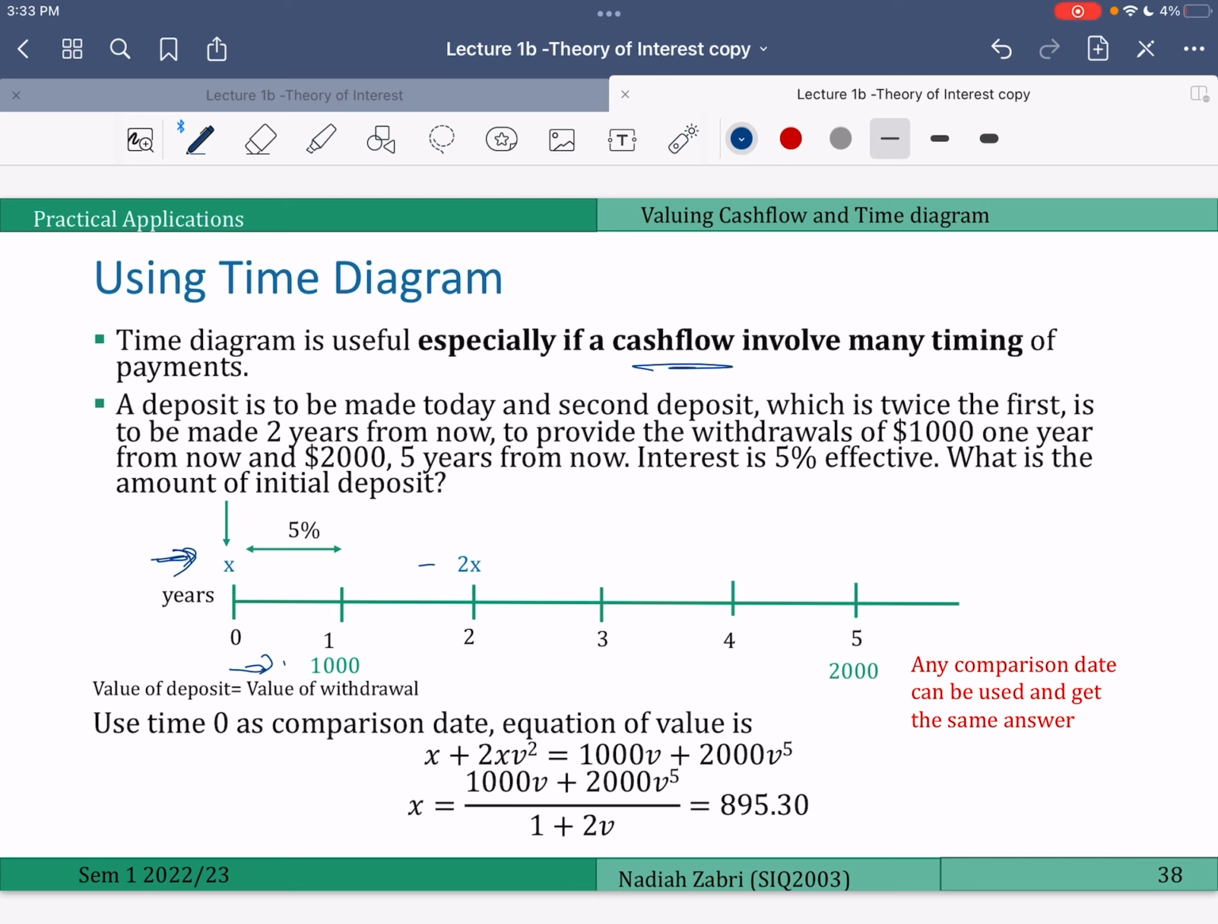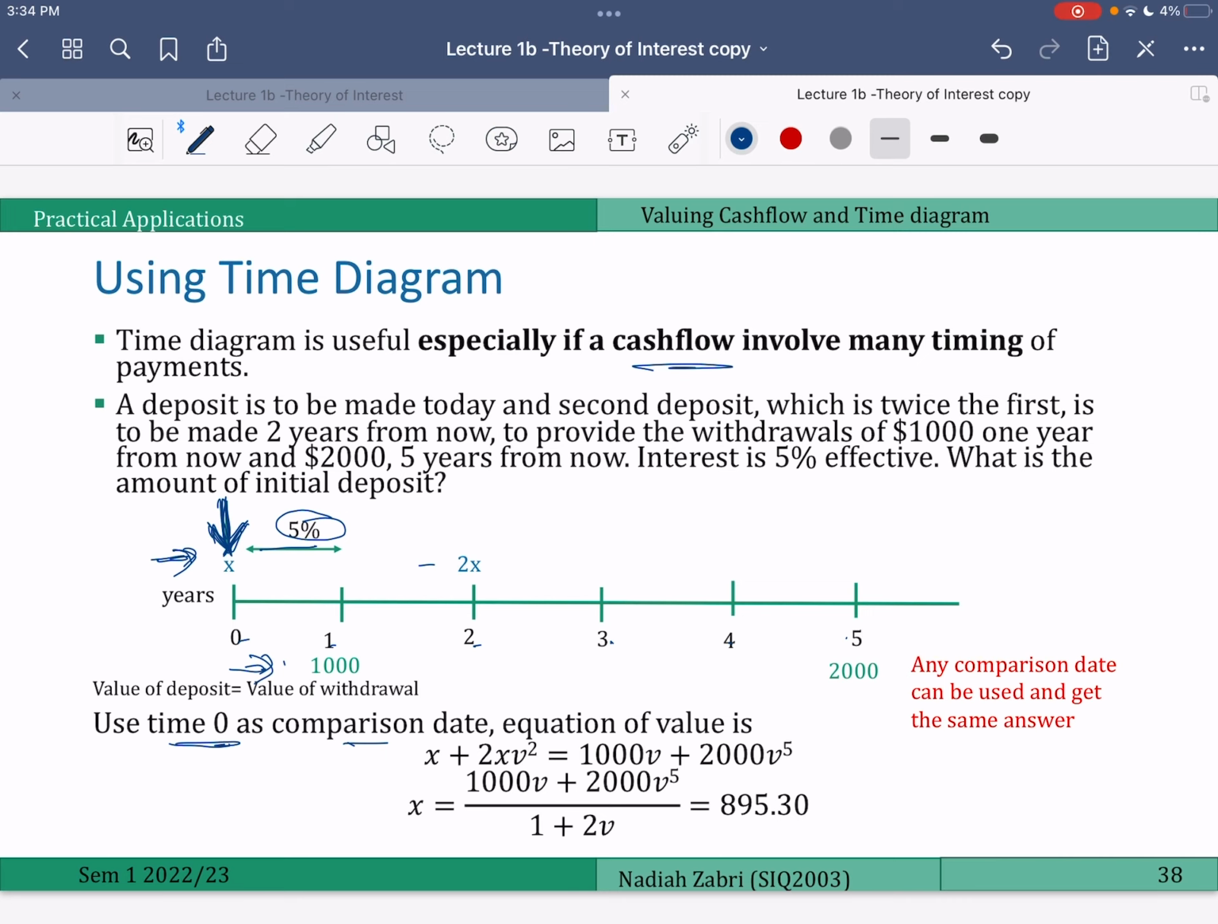And then you will put the time under the timeline, and also you can write like this to show what is the interest rate that is applicable. Right. And then this arrow is if you want to really indicate to yourself where you are evaluating your value, or you want to make the comparison time clear. So now you are valuing everything at time 0, so you just use an arrow. So it is doing an equation of value.